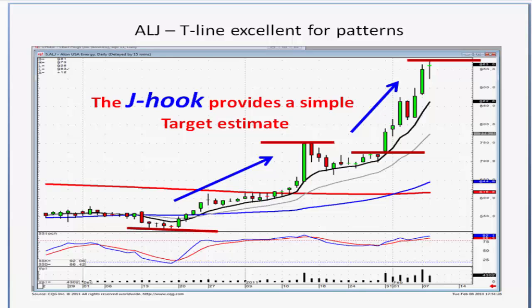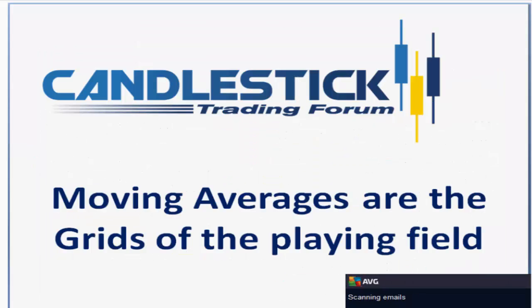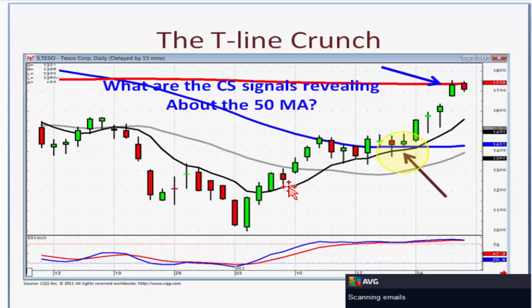I'm having a hard time reading because I can't make my chat box bigger. But yes, I trade stocks, options, commodities, currencies. Candlestick signals isn't for a particular market. Candlestick signals is the graphic depiction of what's going on in human nature, no matter what you're trading. So moving averages are kind of the grids of the playing field.